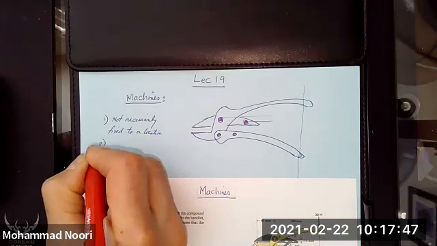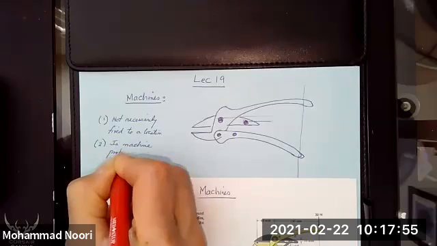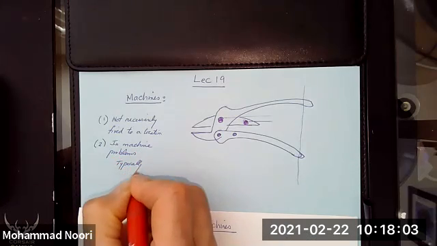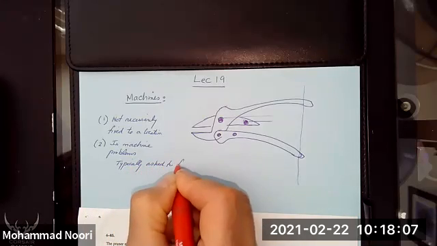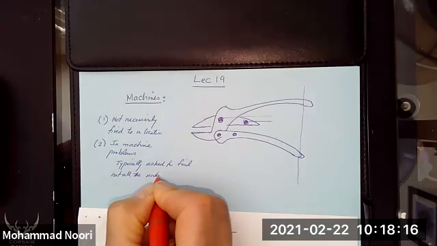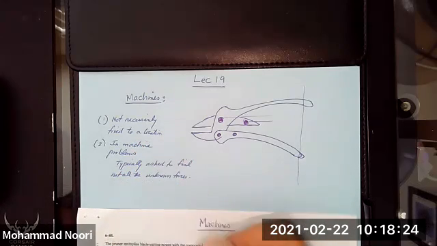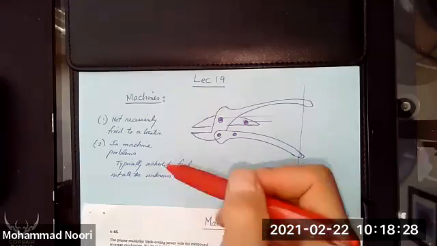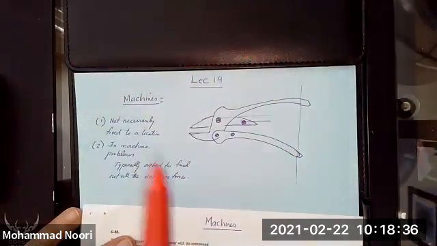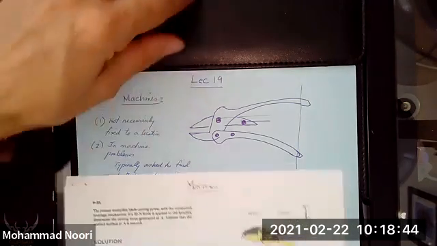And number two, in machine problems, or at least in most of the machine problems, you're typically asked to find not all the unknown forces. You may, but not necessarily. So I'm going to do two problems, one of each type. That is, one where the machine is not fixed to a location, and you're asked to find all the unknowns. The other problem, I will do a machine that is fixed to a location, but you're not asked to find all the unknowns. So let me start with this.